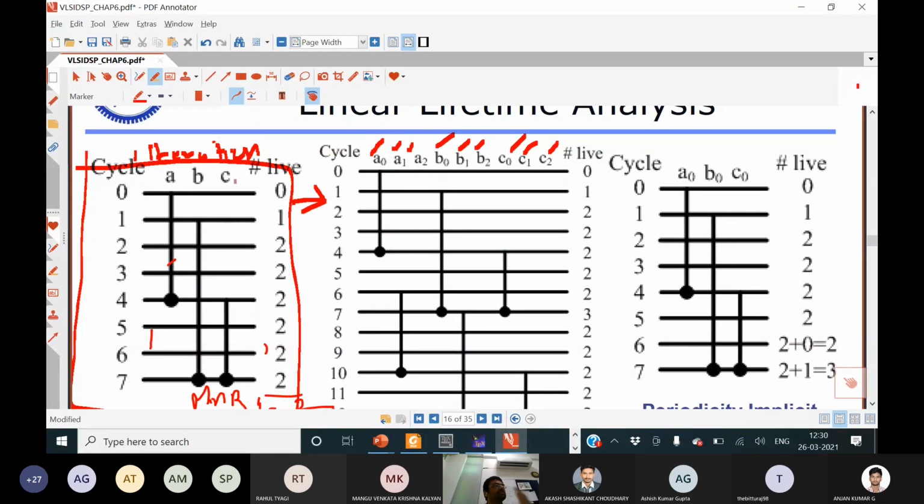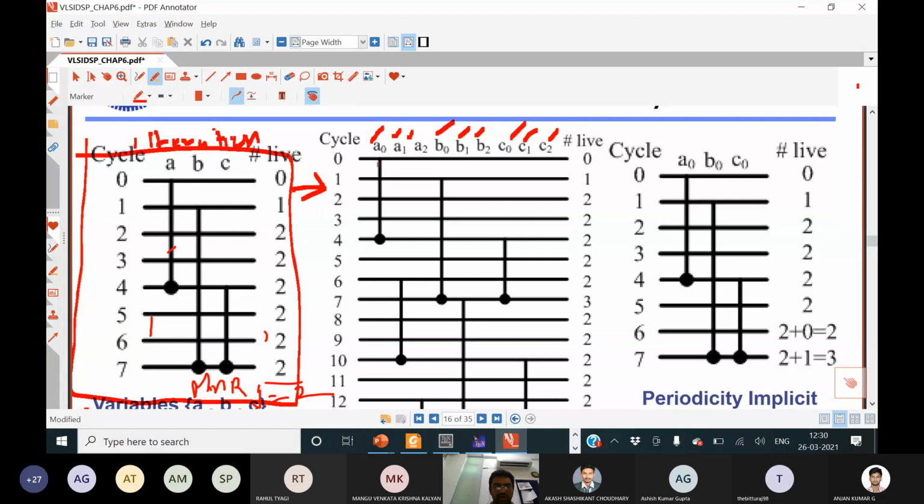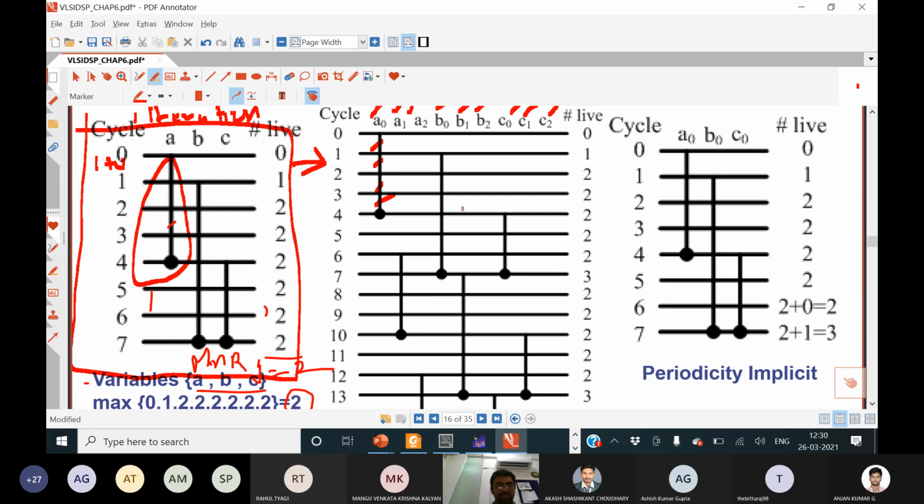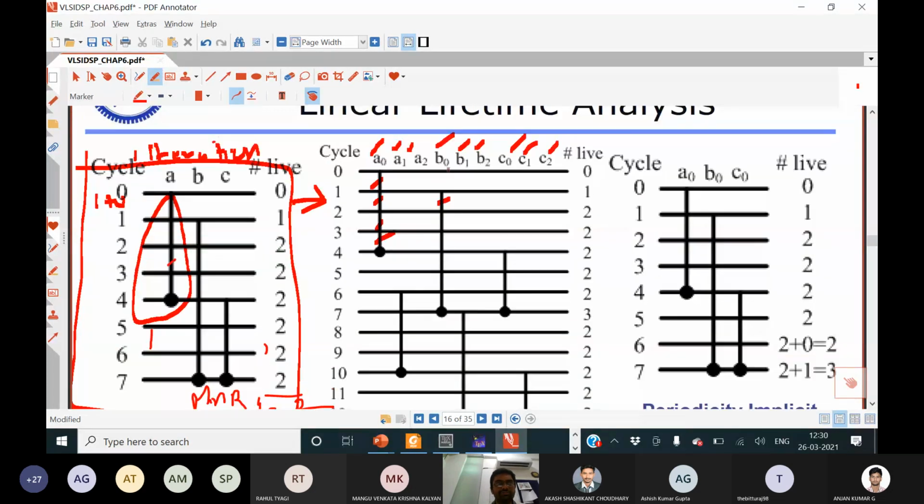That means A0, B0, C0 is for my first iteration, A1, B1, C1 is for my second iteration, and A2, B2, C2 is for my third iteration. Now, whenever A exists, the life of A will not change for any iteration, because we have already defined that the life of A is from 1 to 4. So 1, 2, 3, 4, A0 exists. Then B0 exists. I am still at the first iteration where B0 will execute.